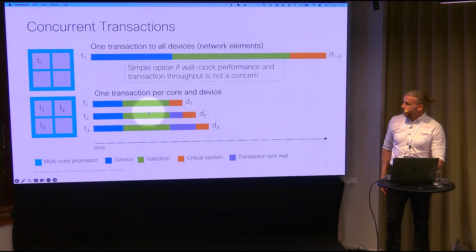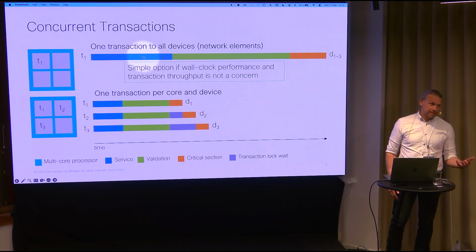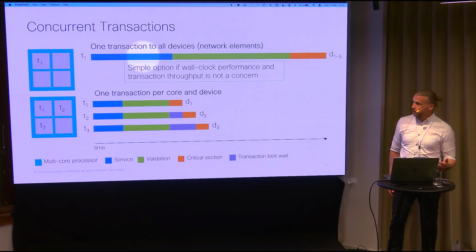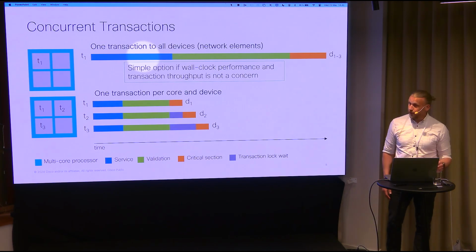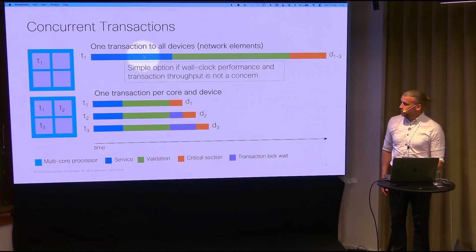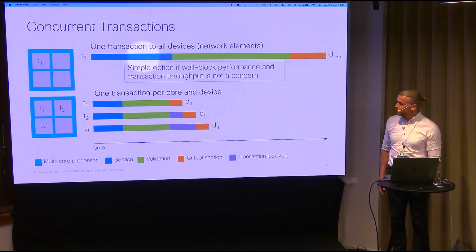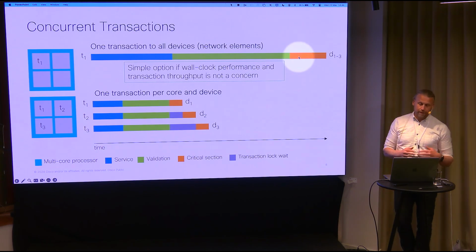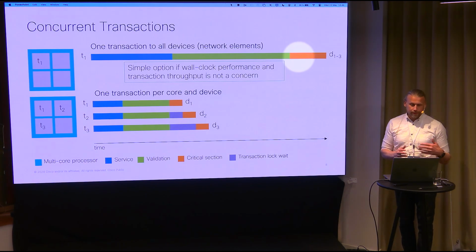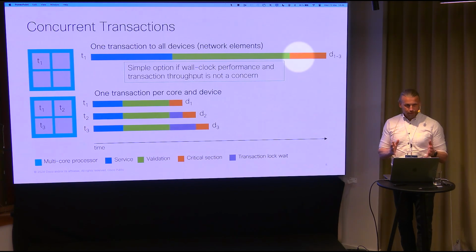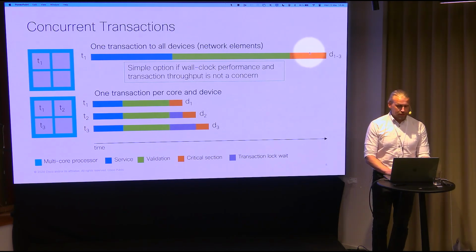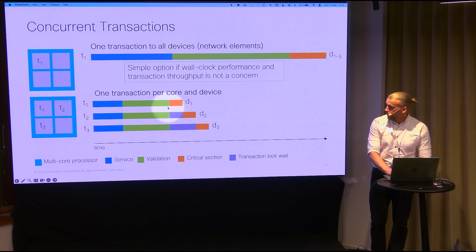So you may, for example, have 3 devices, and you might update them in the same transaction, which will then lead to that, okay, I will only use one CPU core. That's what I will do. I will do the service create in a sequential order. I will do the validation in sequential order. And then I will, in parallel, instead, actually send the configuration out to the devices. But the critical section will of course be longer, because I'm updating all 3 at the same time.